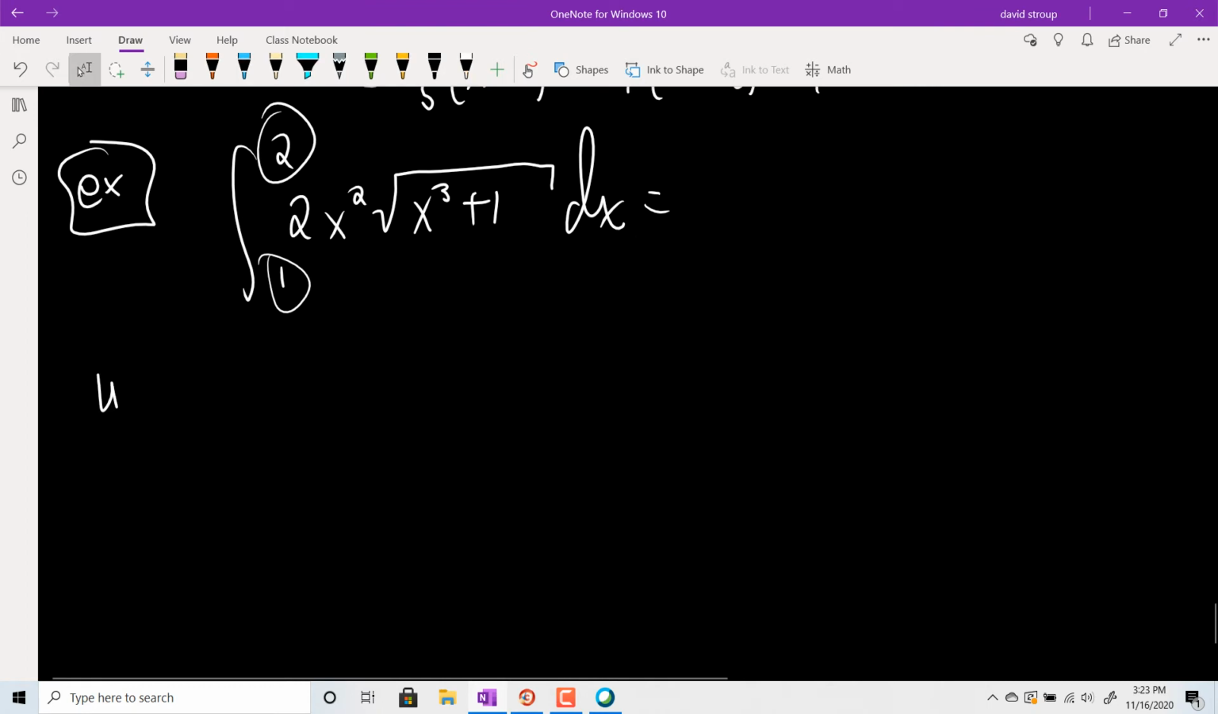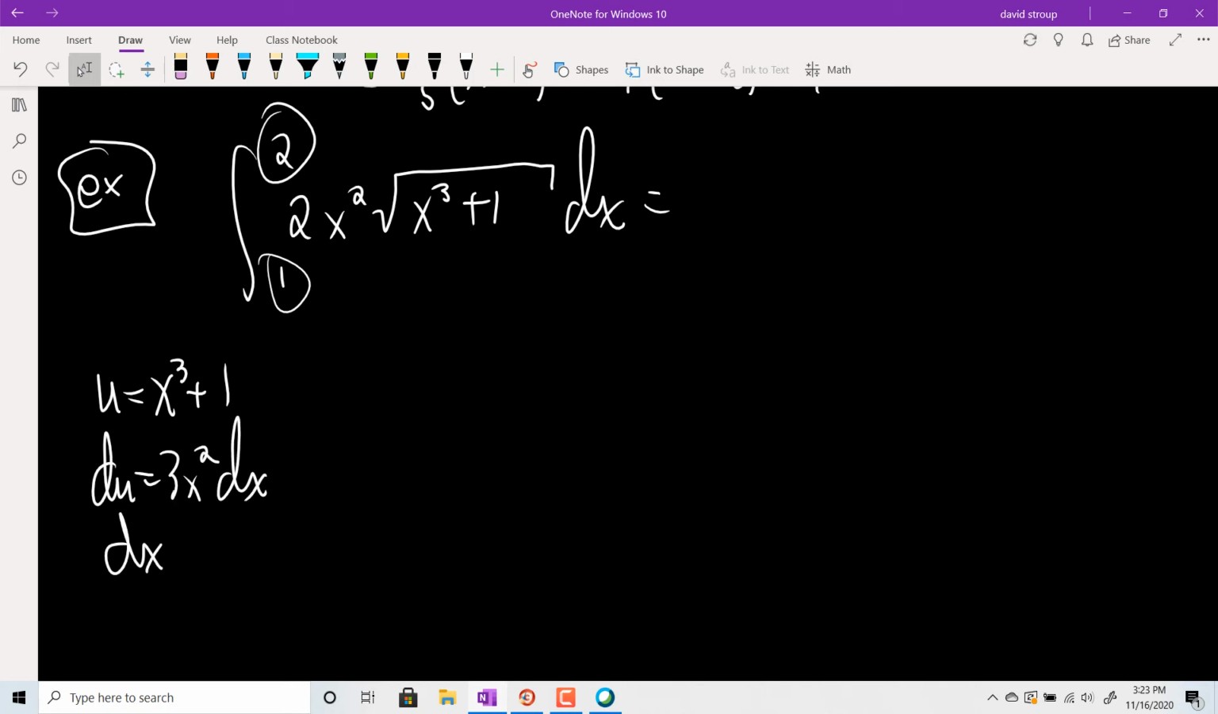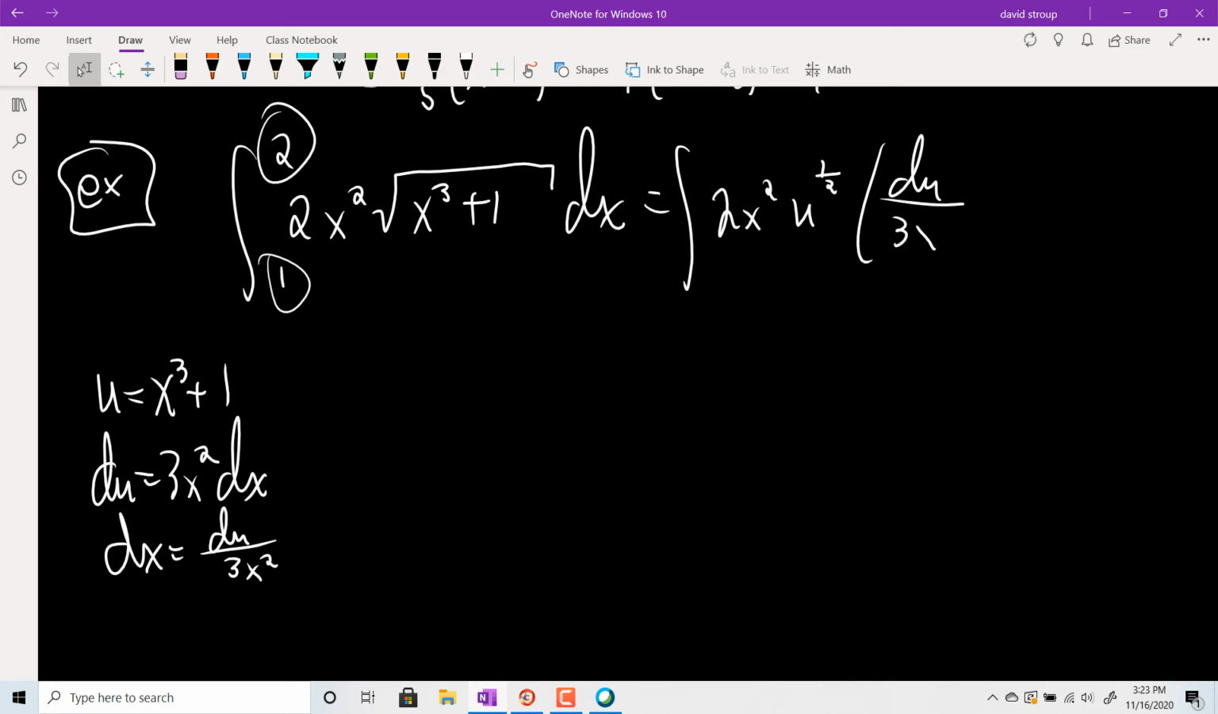So here, again, u is x cubed plus 1, and then du will be 3x squared dx, and then of course dx is du over 3x squared. So I'll end up with the integral of 2x squared times the square root of u, which is u to the 1/2, times dx, which is du over 3x squared. And then I got some nice cancellations, a constant of 2/3, and then u to the 1/2 du.